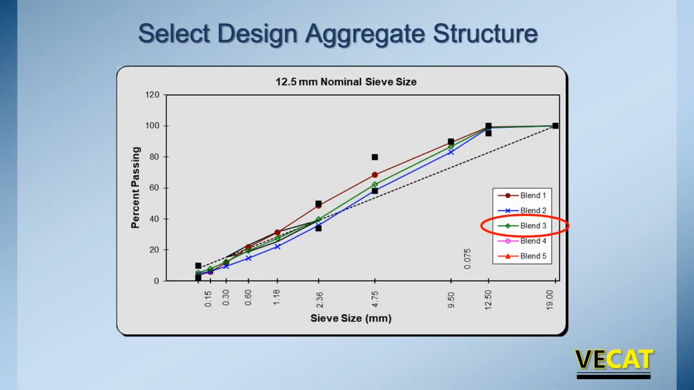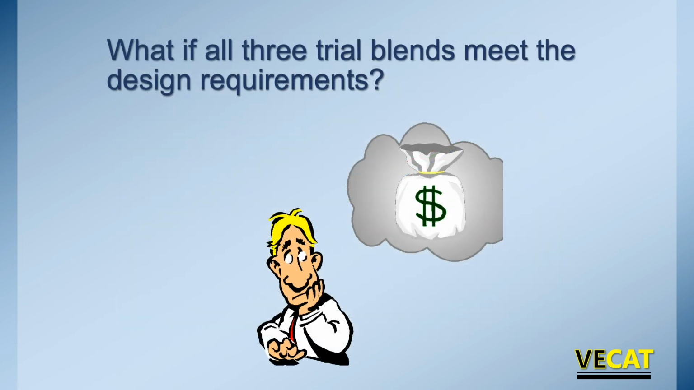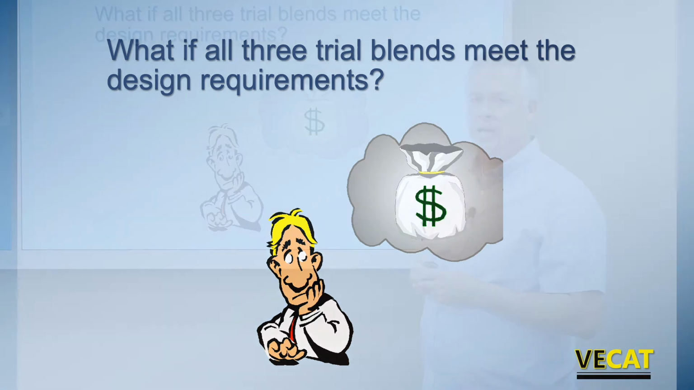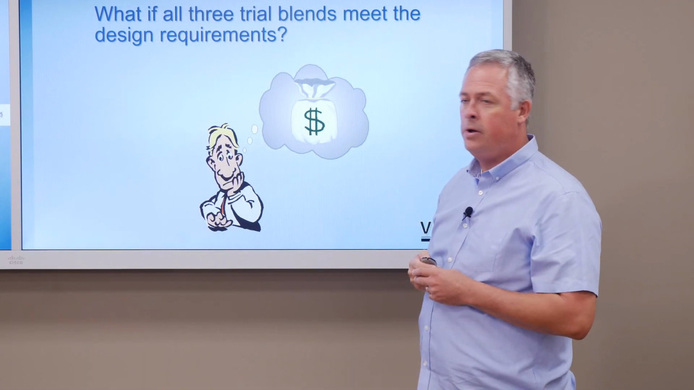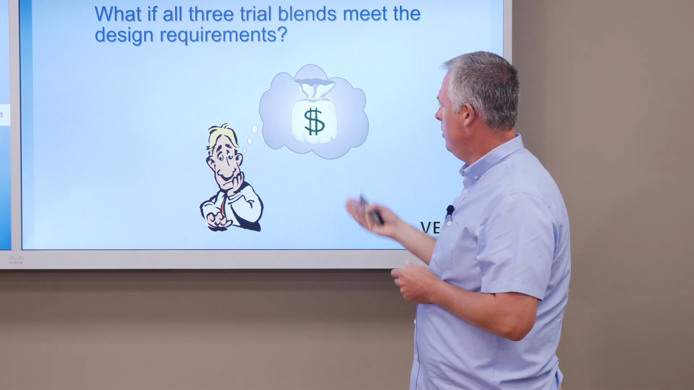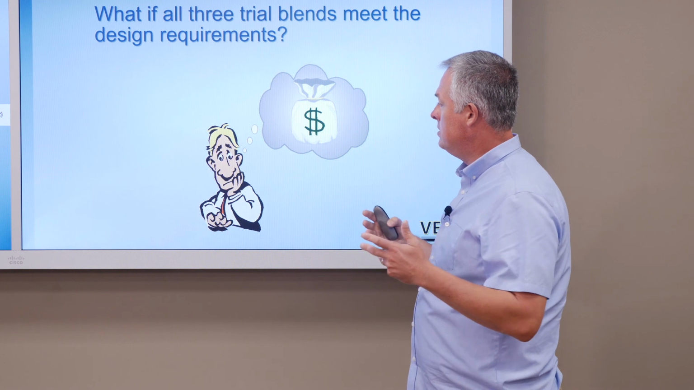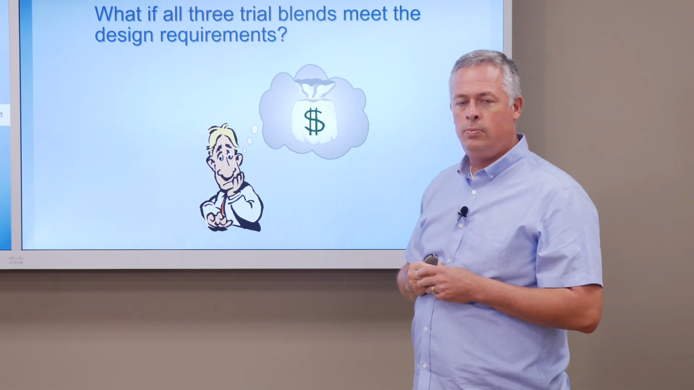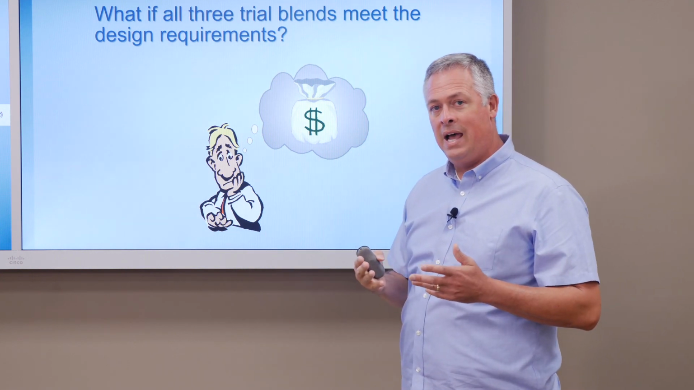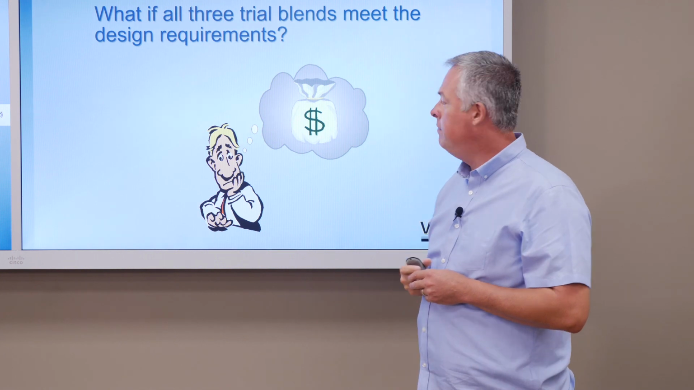Again, here are all 3 of the designs plotted, their gradations plotted on the power 45. And what if all 3 trial blends meet the design requirements? This is something that happens with most designs, usually at least 2, and sometimes all 3 of them do work. Well, it's economics. Which mix is going to cost more? Which mix is going to work best? A lot of mixes that we're able to make and work in the lab don't necessarily work in the field.